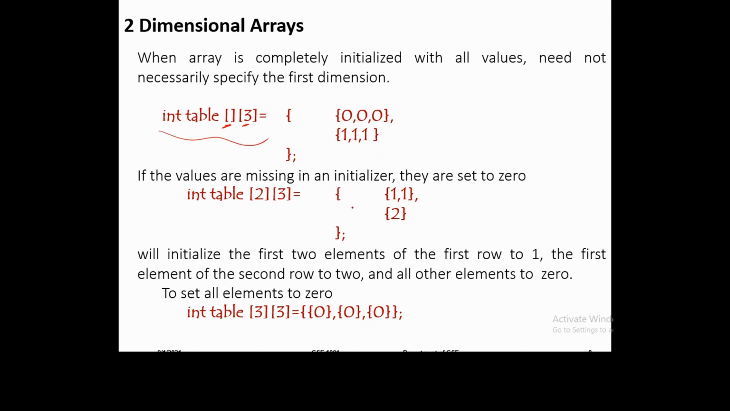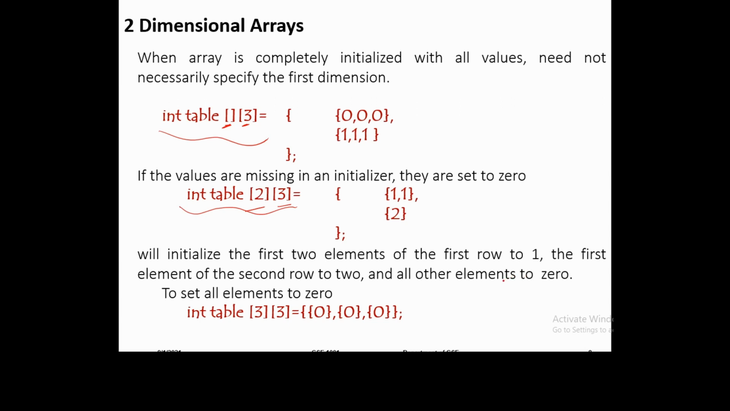If the values are missing in an initializer, then they are set to 0. Let's suppose we are assigning the values like this and some of the values are missing. So you can see here are 2 rows and 3 columns. So in each row there will be 3 elements, 1 1, and here 2 elements are missing. So those elements will be automatically initialized to 0. Okay, so this will initialize the first 2 elements of the first row to 1 and the first element of the second row to 2 and all other elements to 0.